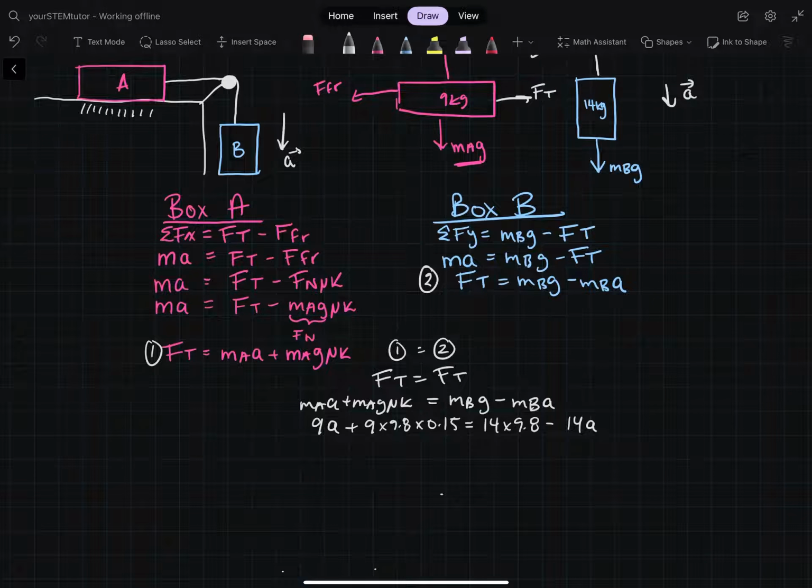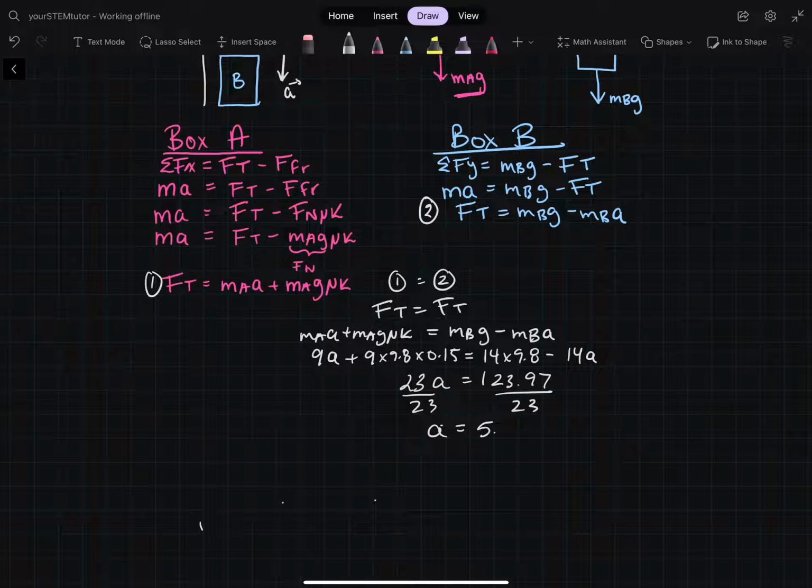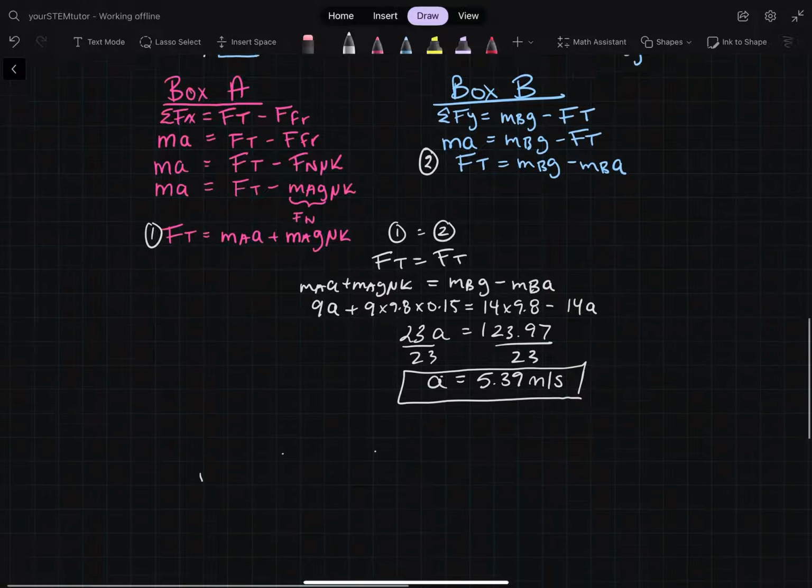Put it all together and we get that 23 times acceleration is equal to 123.97. And if we divide each side by 23, we get that the acceleration is equal to 5.39 meters per second squared. So that's all dandy, but we still need to find the force of tension.